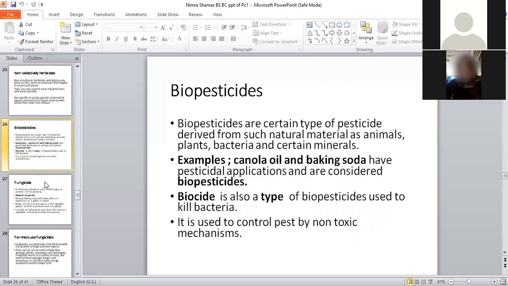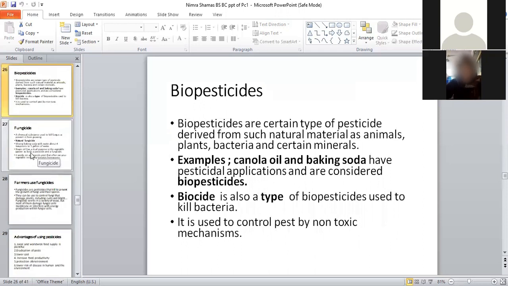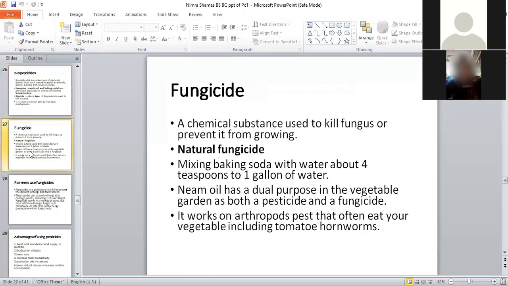Biopesticides are a certain type of pesticide derived from the natural environment. Bio means life. So pesticides are chemicals used to kill pests. These biopesticides are derived from natural things like animals, plants, bacteria, and certain minerals. For example, canola oil and baking soda are used to kill some pests. So these are biopesticides. A biocide is used to kill bacteria. It's used to control pests.